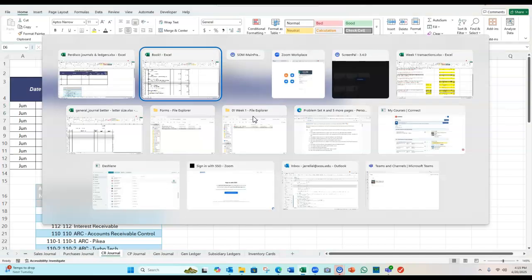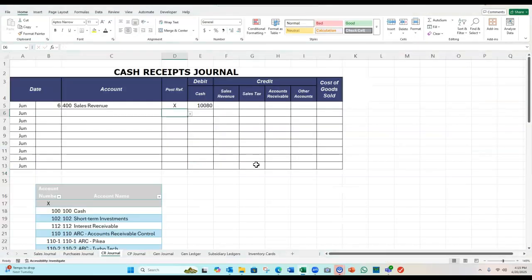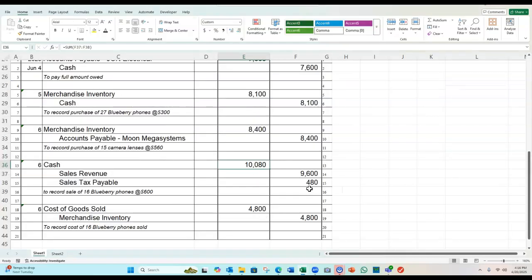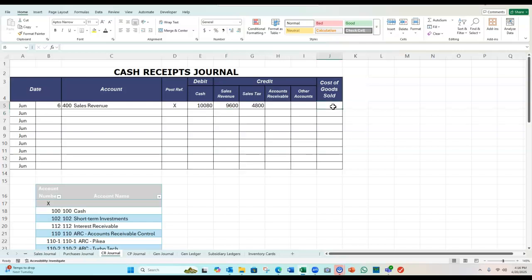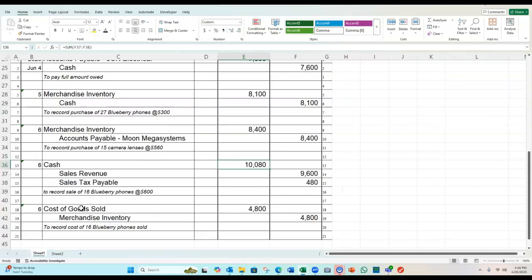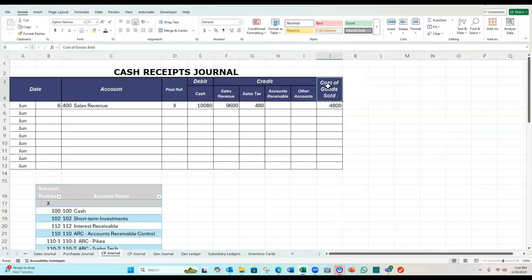And if you want to see that, we can go back over here and look. $10,080, a debit to cash. Sales revenue is a credit of $9,600, and this is a credit of $480. You can see a debit to cash, credit to sales revenue, and sales tax payable. And that's what we've got right there. We're also going to make a debit to cost of goods sold for $4,800 and a credit to inventory for that amount too. This is my debit to cost of goods sold and a credit to merchandise inventory. This column does both.